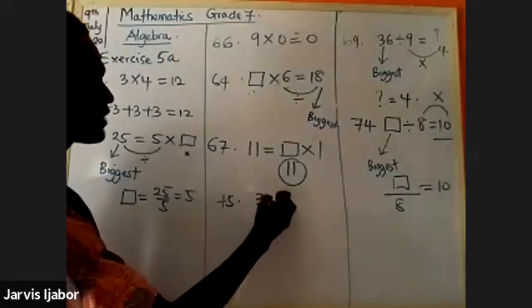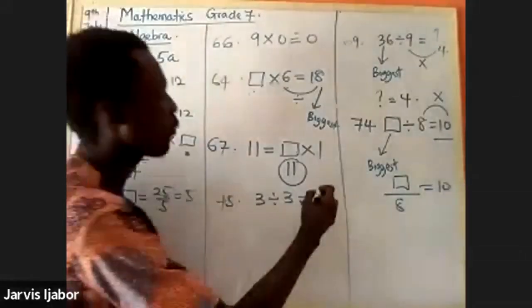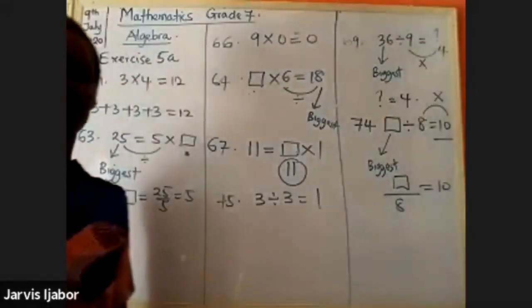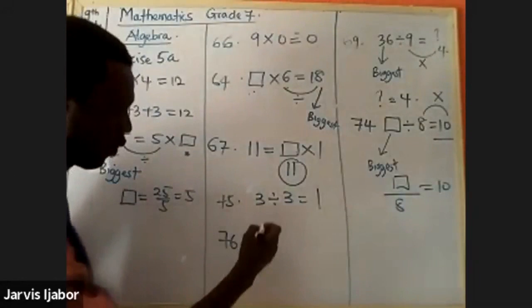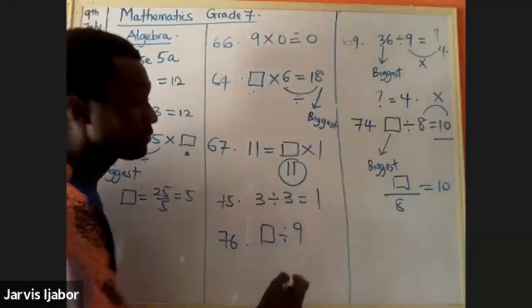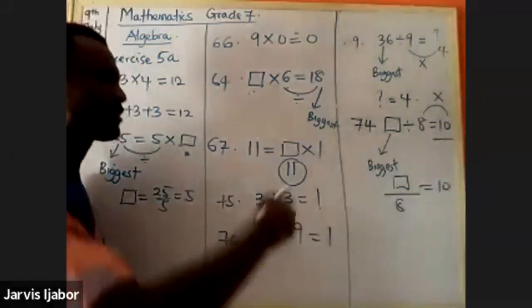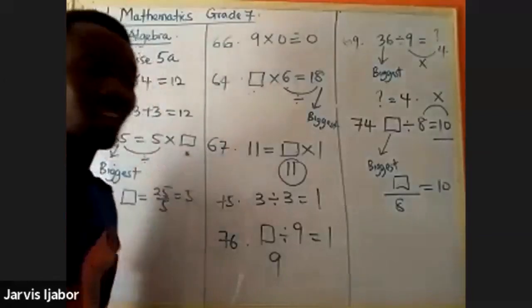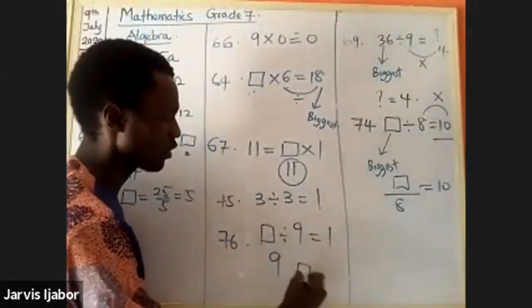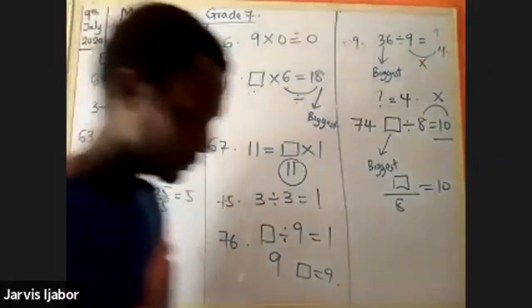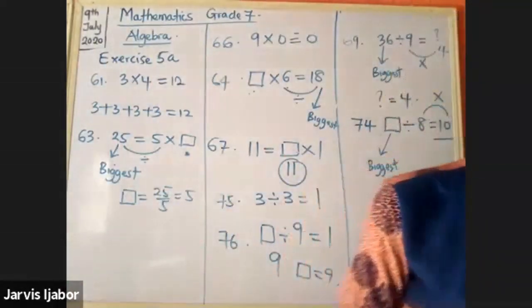Now, let's look at question 75. What happens when I divide two numbers that are alike? If I divide two numbers that are alike, I will get 1. Two same things divided will give me 1. And in 76, I divide a number by another number and I'm getting 1. It means that that number I'm dividing is actually what? 9. Because a number divided by itself will give me 1. So the answer is what? Box equal to 9. So that's that for this exercise.